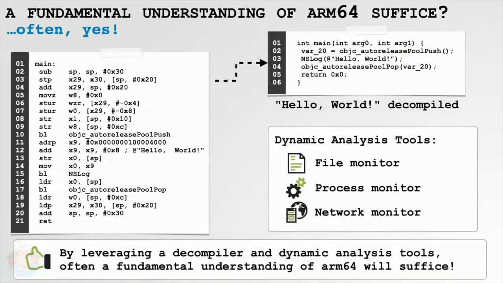Also, if you're doing malware analysis, a lot of times you can lean on dynamic analysis tools such as file monitors, process monitors, and debuggers, and you don't necessarily have to have that deep of an understanding, especially with a process monitor or a file monitor. Oftentimes you can simply run a malware sample and via these monitors ascertain exactly what it does passively.